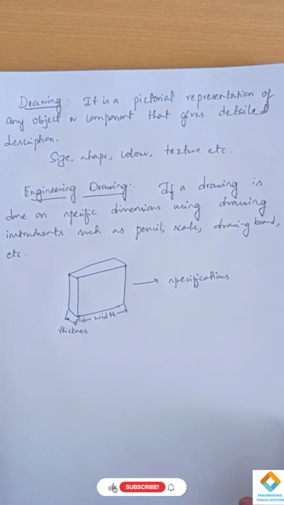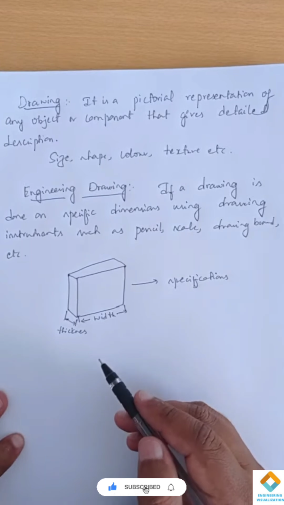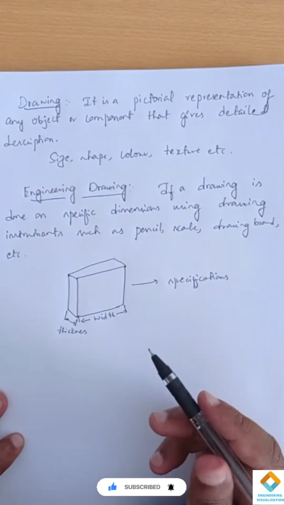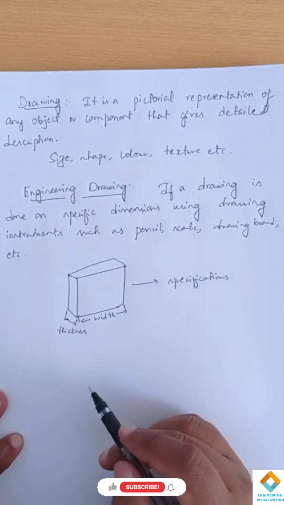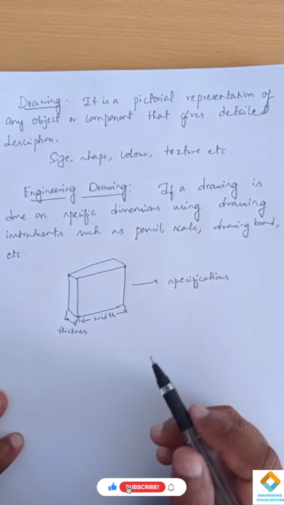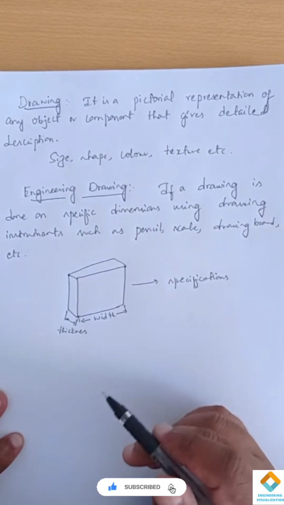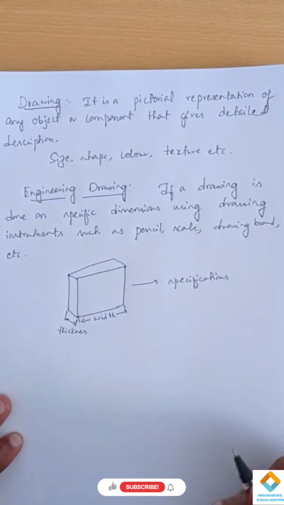So now we come to know the major difference between drawing and engineering drawing. Drawing is nothing but a freehand sketch without using any drawing instruments. But engineering drawing is a drawing to specific dimensions using drawing instruments such as pencil, scales, drawing board, compass, protractor, everything which is necessary to draw up to the mark.